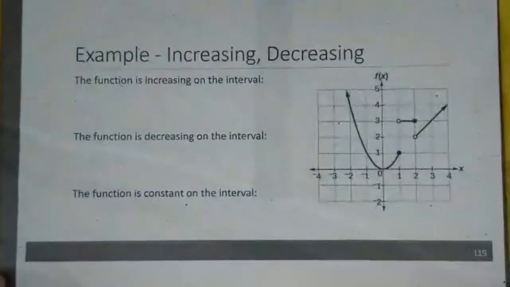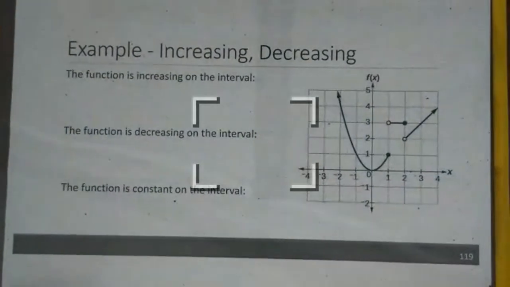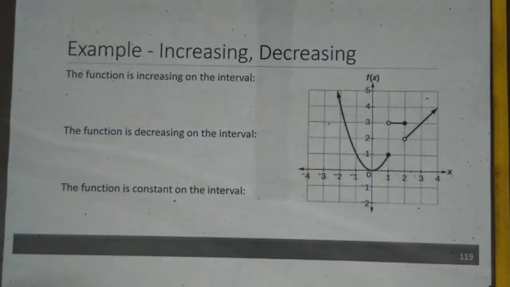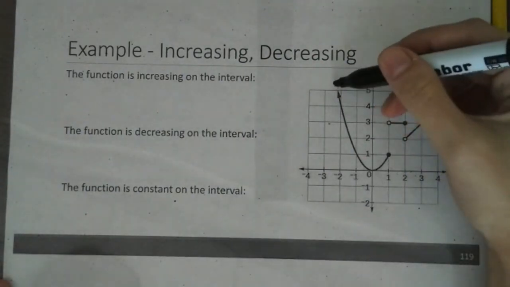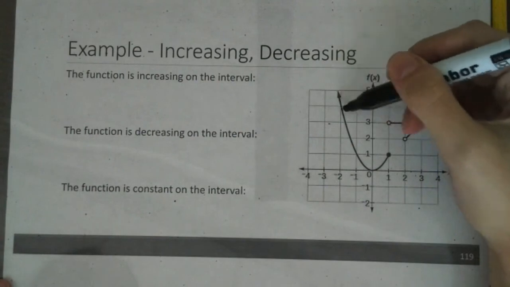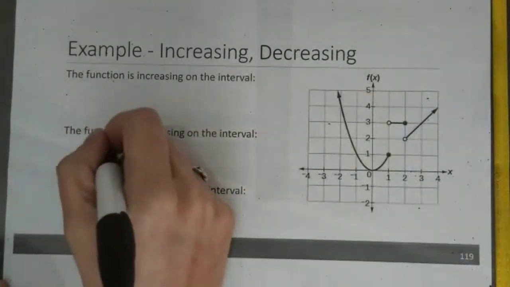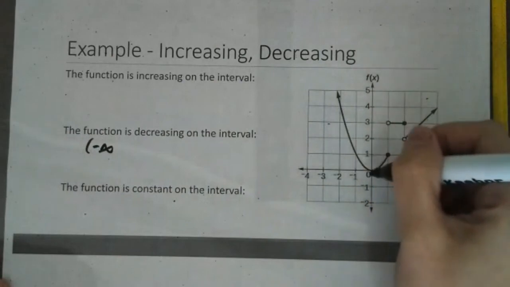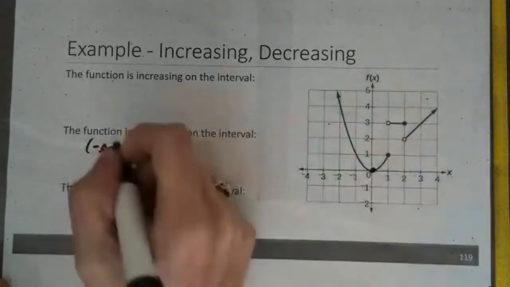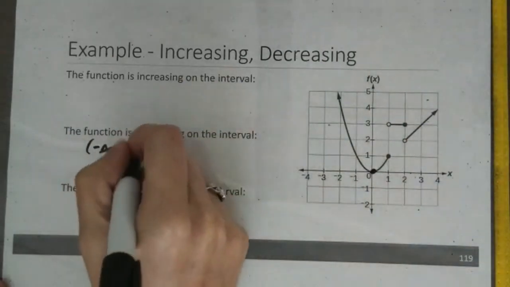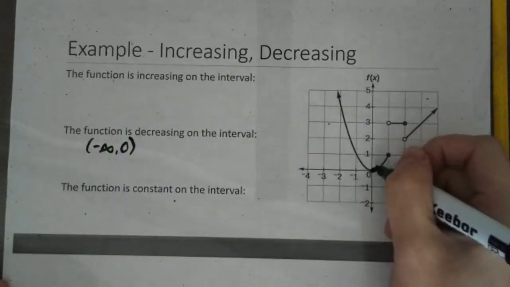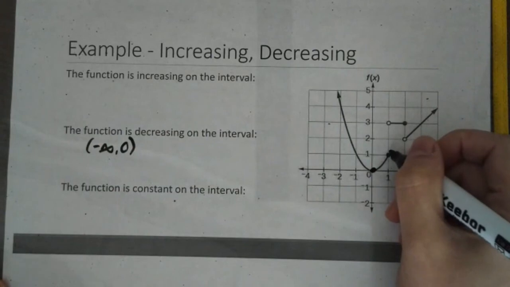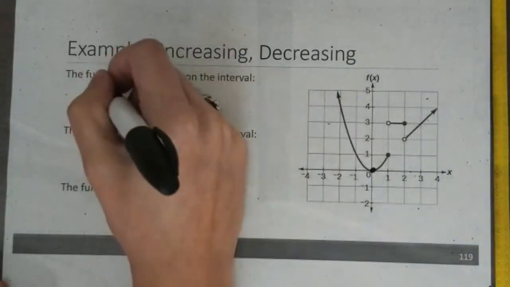We're going to bring back that piecewise function that we looked at earlier and see if we can figure out where it's increasing, decreasing, and constant. So working from left to right, we are decreasing from negative infinity until we get to this point, which is x equals 0. So negative infinity to 0, we are decreasing. Then from 0 to 1, we're increasing. So from 0 to 1.